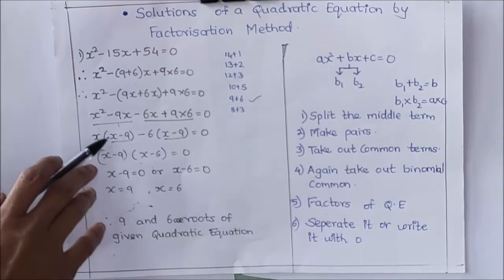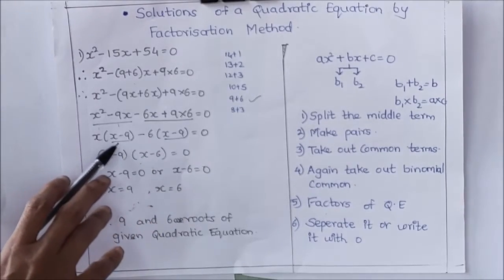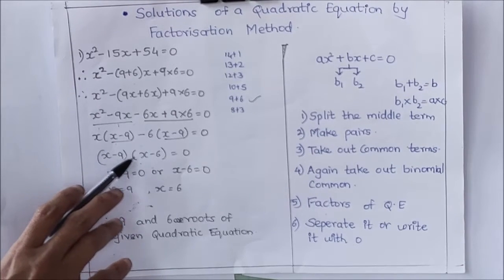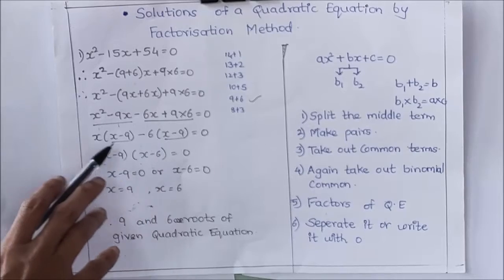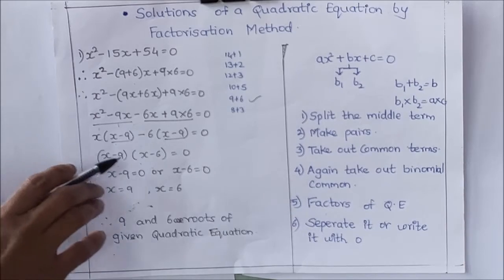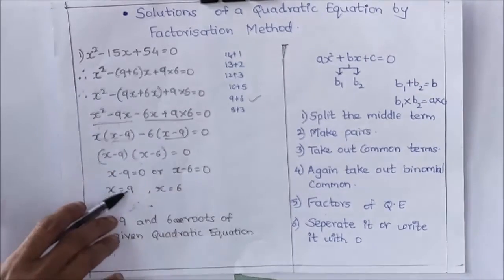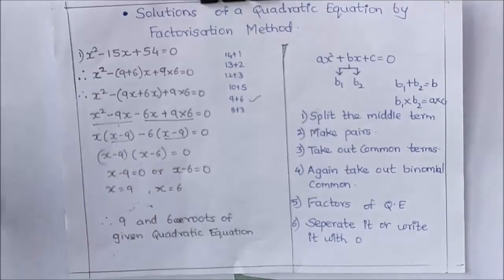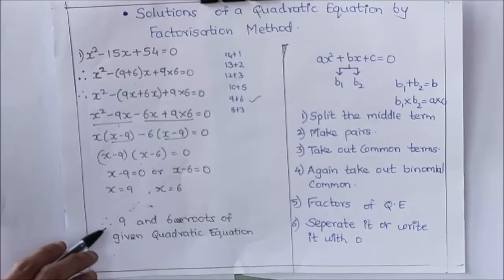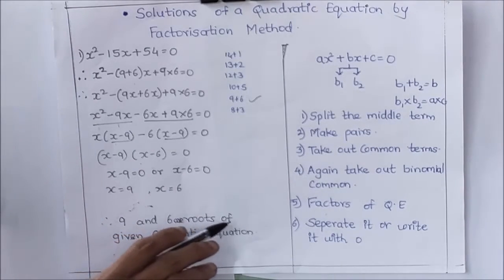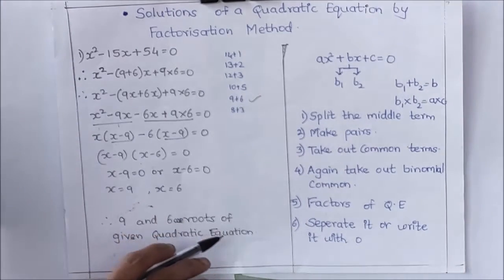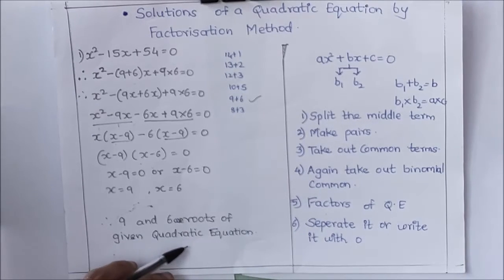Now I have got this in terms of a binomial. So the common binomial term is x minus 9. I'll take it out, and in the other bracket I'll write x minus 6 and equate it with 0. Now I get two roots: x minus 9 equals 0 or x minus 6 equals 0. Therefore x equals 9 and x equals 6. Therefore 9 and 6 are the roots of the given quadratic equation. This is the method to solve a quadratic equation by the factorization method.